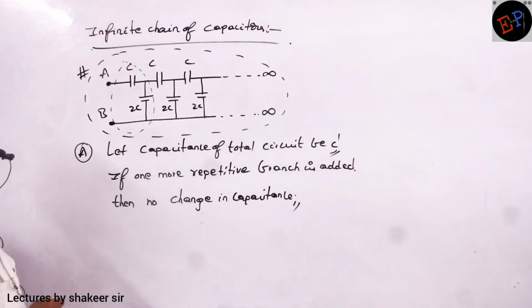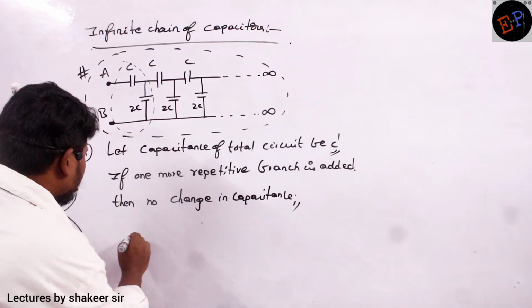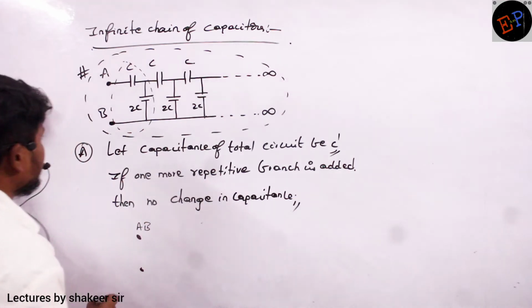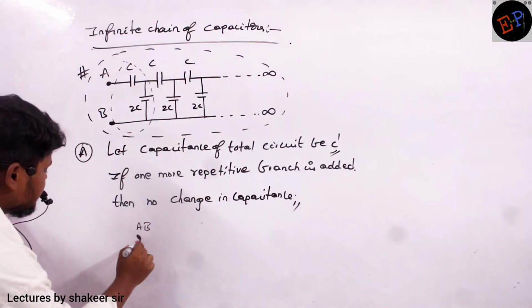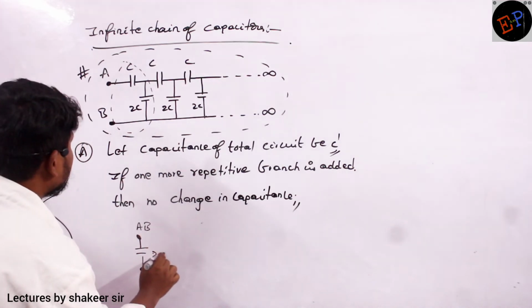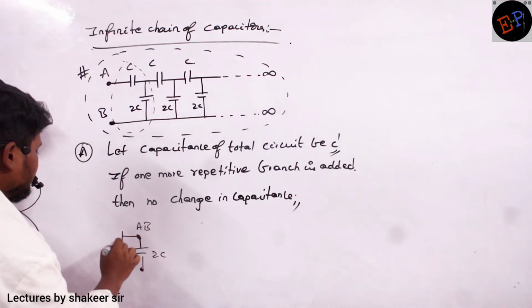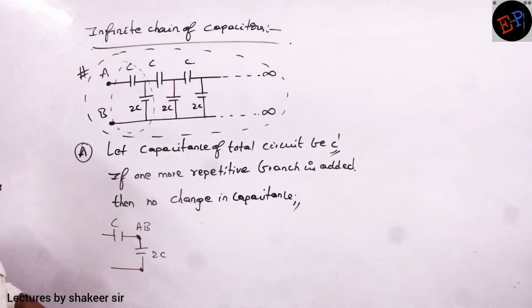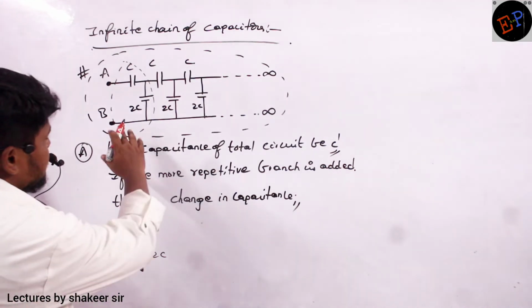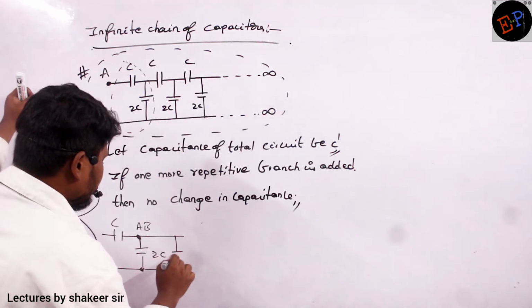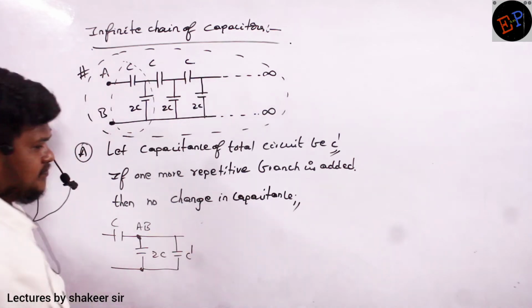So therefore, what I can do is, in between terminals A and B, I will add one more repetitive branch, this is one 2C and this is one C. I can consider like this. Are you able to understand? Then the capacitance of the remaining total circuit I consider to be C dash. That's all, no?